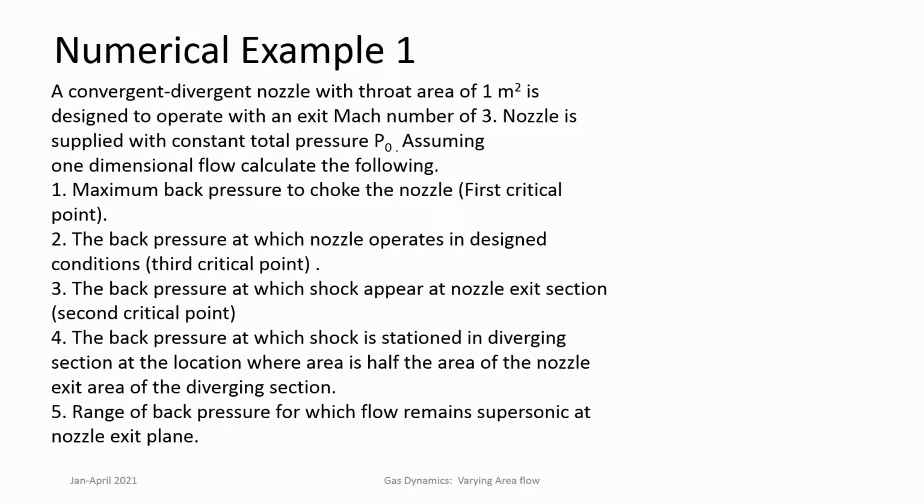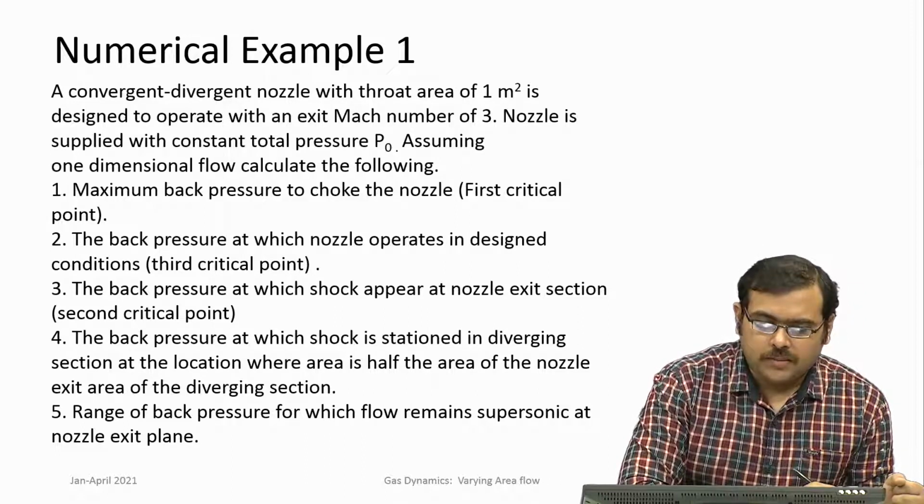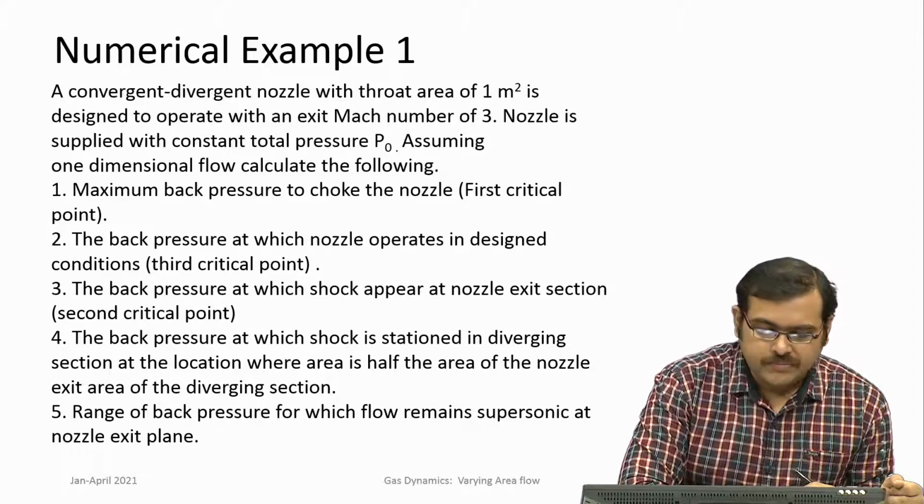Assuming one dimensional flow, that is a quasi 1D approximation, calculate the following: maximum back pressure to choke the nozzle, that is the point at which the mass flow rate of the nozzle becomes a constant. In this case it does become a constant because P naught is taken as constant, a constant supply pressure. Okay, so that is the first critical point.